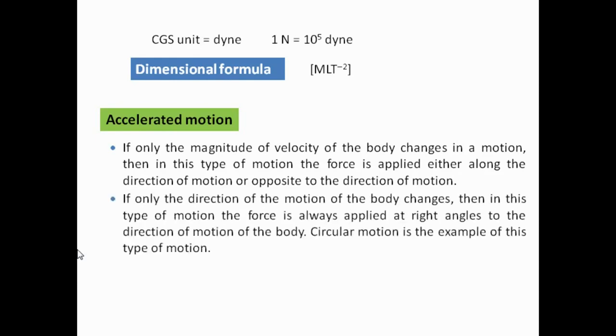If only the direction of motion of the body changes, then in this type of motion the force is always applied at right angles to the direction of motion of the body. Circular motion is an example of this particular type of motion in which only the direction of motion of the body changes.